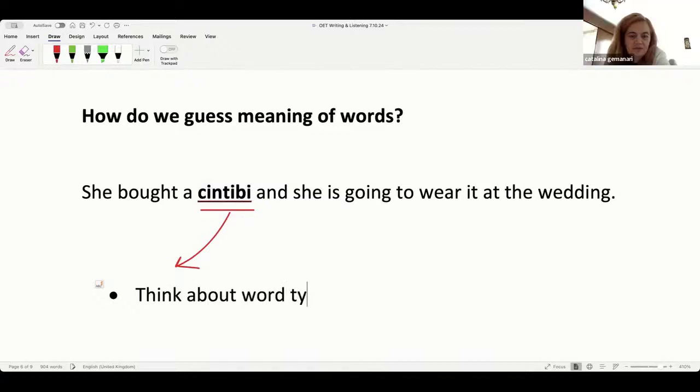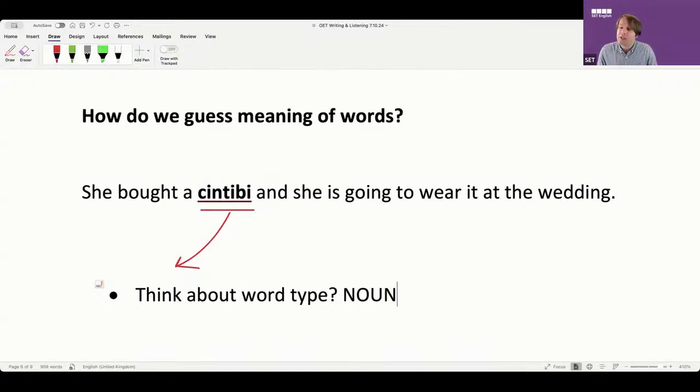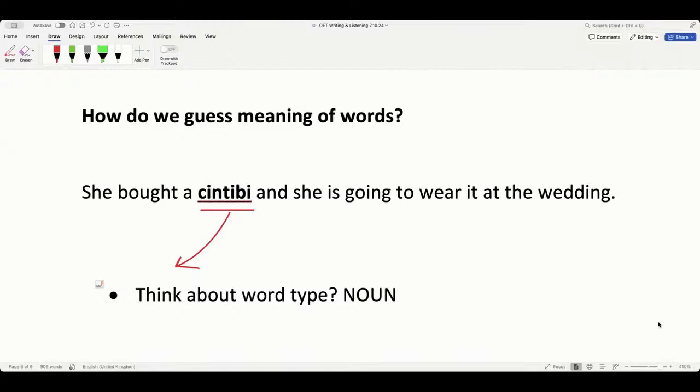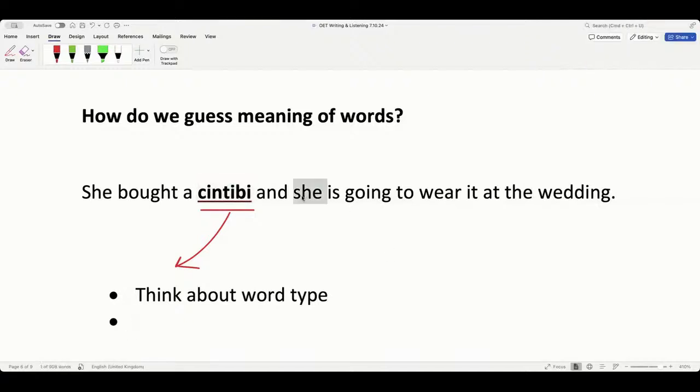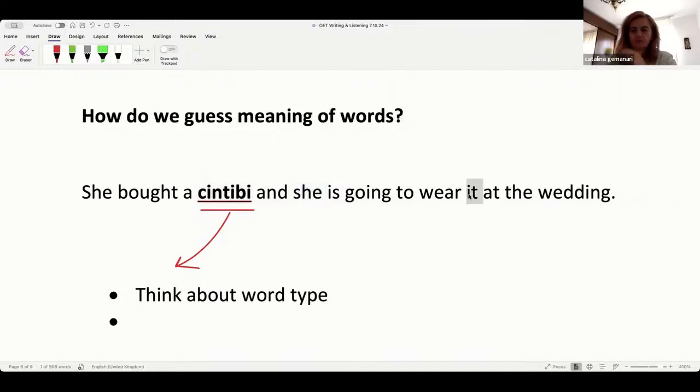Noun. Word type, right? So here we have a noun. What else can we do to guess the meanings of words? Anyone? What else can we do? Shout if you want. And again, Anthony, go on. Yes, if you also look at the pronoun, like "it", where it. Ah, yeah, very nice.